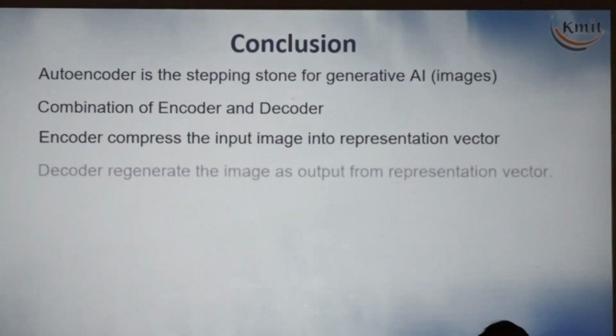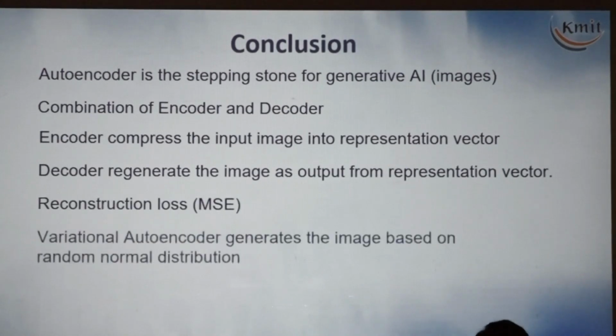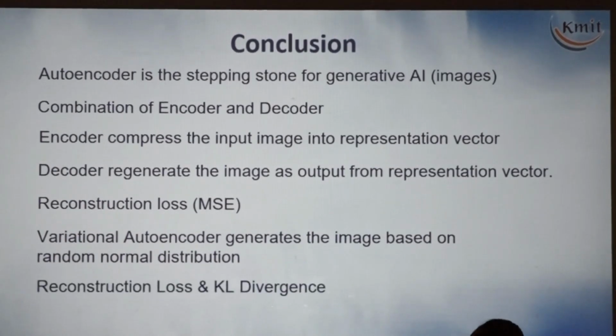So we can combine the encoder and decoder, and we can use the reconstruction error for the autoencoder, and for the variational autoencoder we have to use two loss functions. For the autoencoder, only one vector; for the variational autoencoder, two vectors, we will take the representation vectors and loss functions. For the autoencoder there is only one loss function, for the variational autoencoder there are two loss functions.